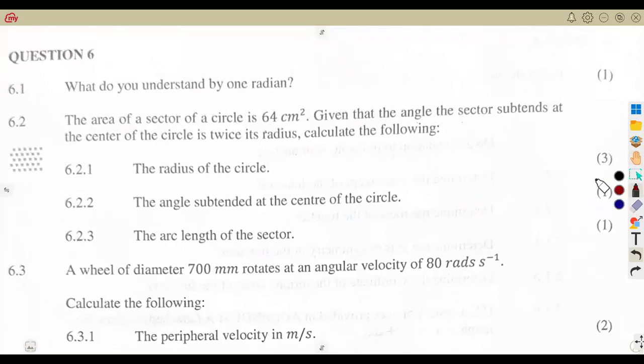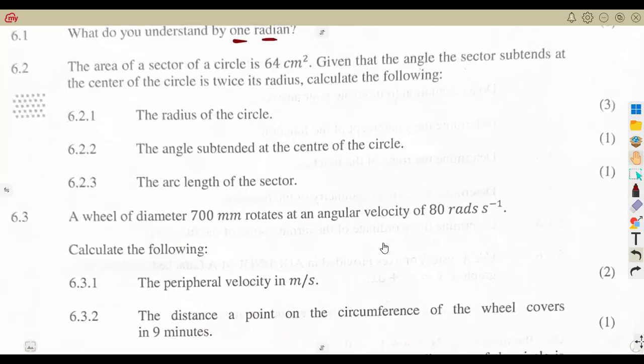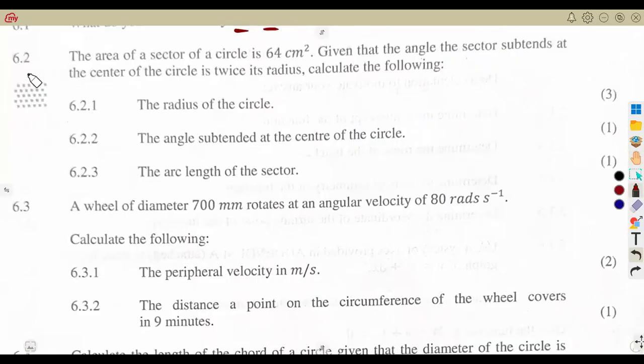On question number 6, you're given the first part, 6.1. What do you understand by 1 radian? So 1 radian, that's a measure. That's like a rotation that is being taken. So it's simply a radian, the unit of measure for angles in SI units. A rotation that is happening there. So I don't know, guys, just write in your own words what you understand by a radian.